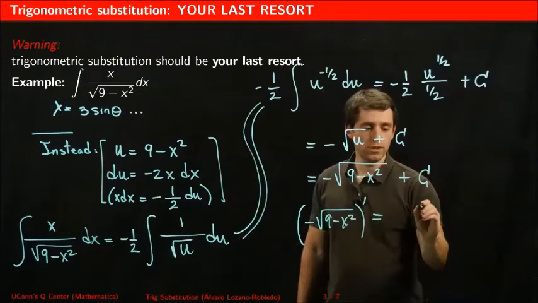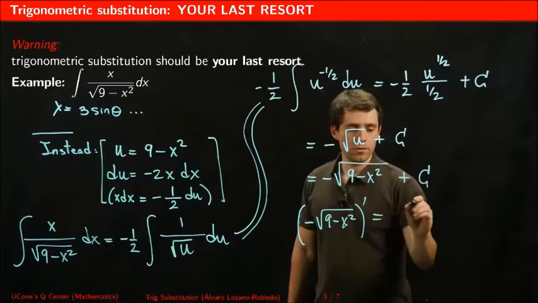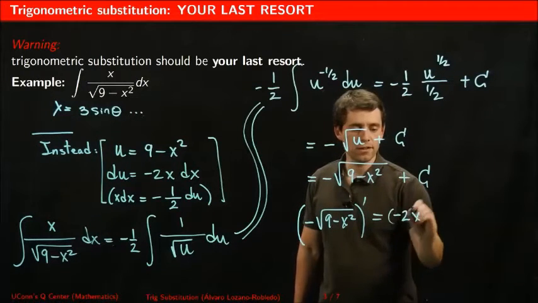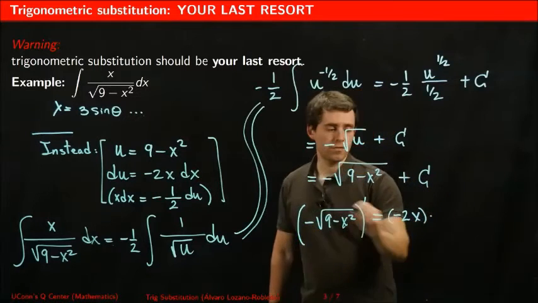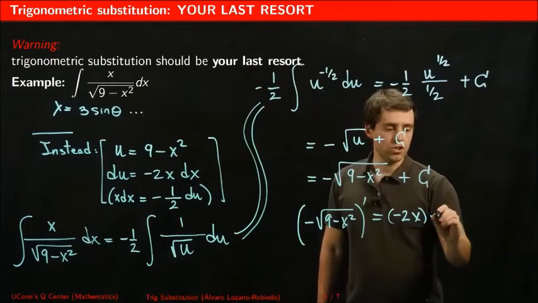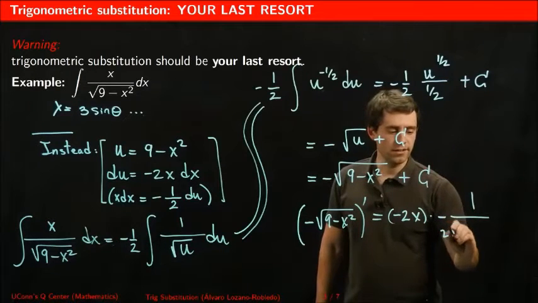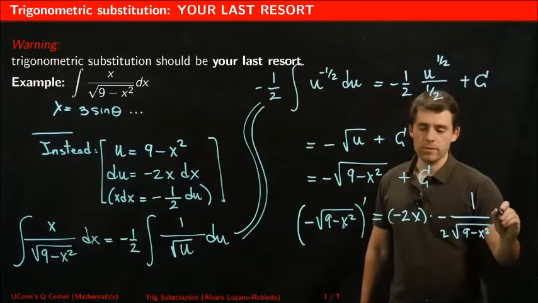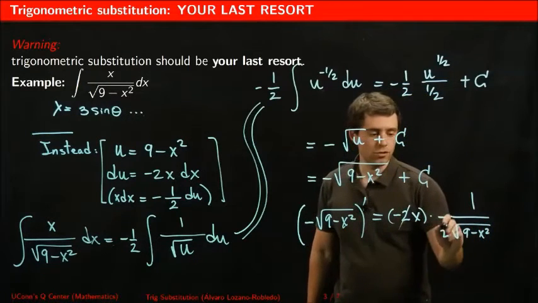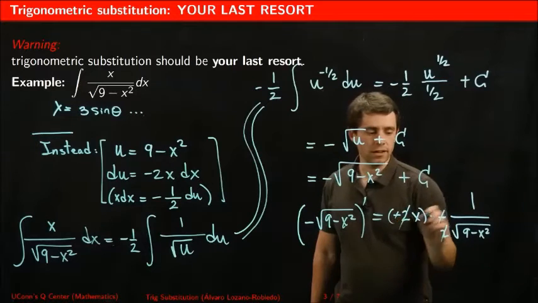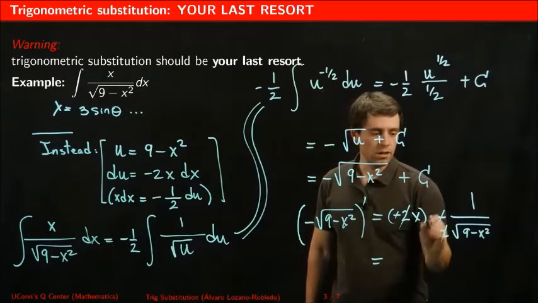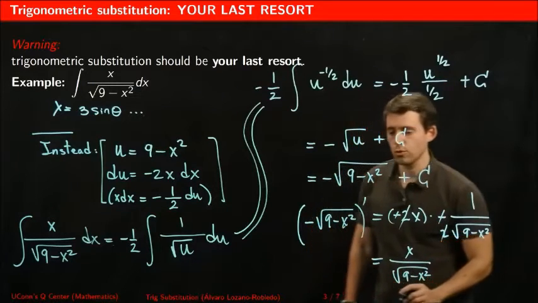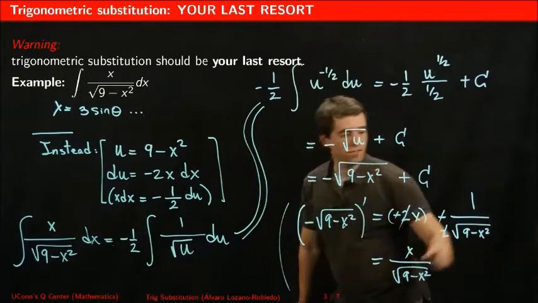The derivative would be the derivative of the inside, let's say, minus 2x, times the derivative of this function, which is minus 1 over twice the same square root of 9 minus x squared, which is going to cancel out the 2, and the sign cancels out, and then you get x over the square root of 9 minus x squared. So we see that we've checked that this is in fact correct.